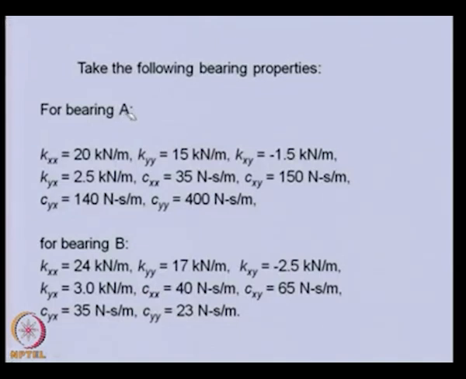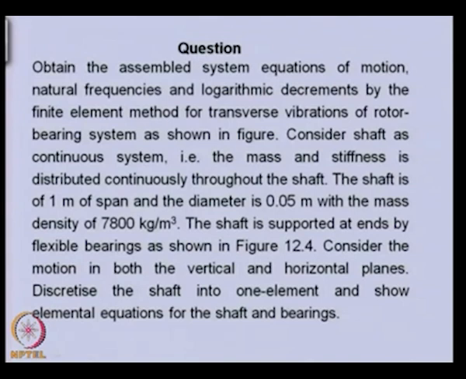So, let us say the left hand side bearing is A. So, this is the property, and bearing B, this is the property. In the subsequent class, we will explain how we can get these properties for a typical fluid film bearing, especially if we have some kind of approximation like short bearing approximation. So, these are the various other properties and material properties of the shaft. So, for illustration we will show only one element, but that can be extended for more elements.